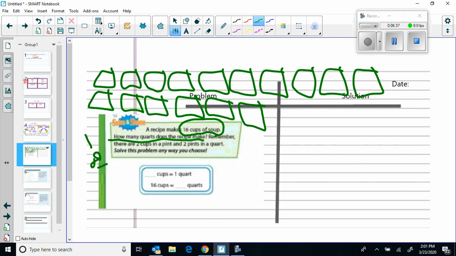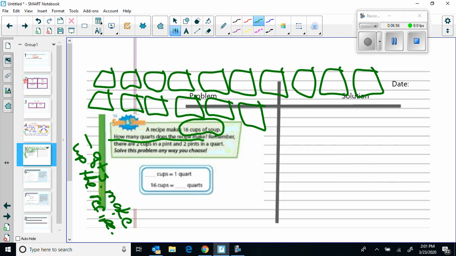Blank quarts make up the recipe. That's going to be important to restate. Remember, there are 2 cups in a pint and 2 pints in a quart. So solve this problem how you choose.